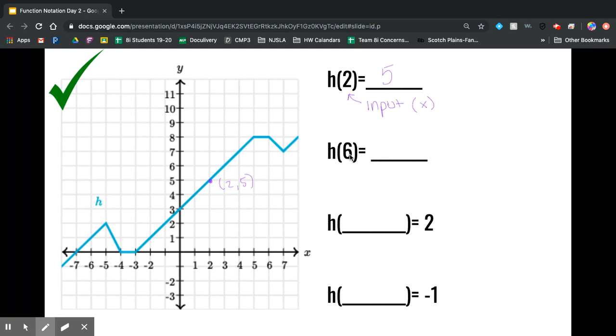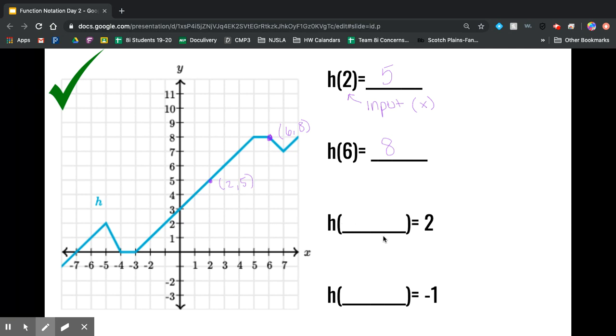So now we do the same thing with h of 6. 6 is our input, so we're going to go to 6 on our x-axis. We're going to follow that up until we hit the blue graph. This is where it hits at 6 comma what? At (6, 8). So when the input is 6, the output is 8.